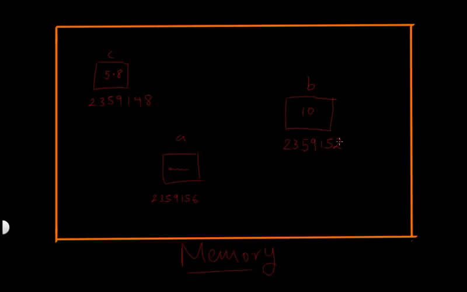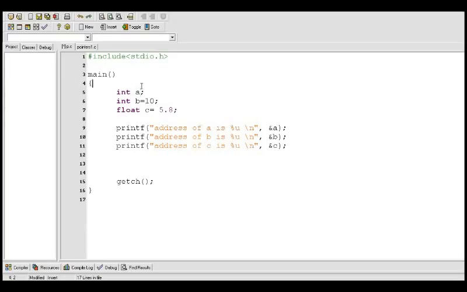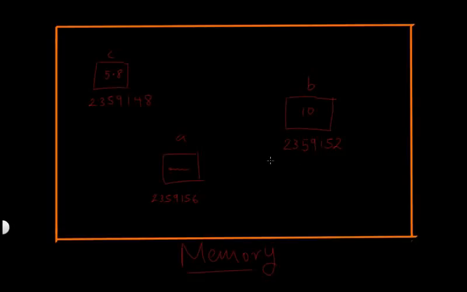Let's say this memory location is allocated to variable b and the address of b is this. This memory location is allocated to c and the address of c is this. This memory location contains a garbage value because a is not assigned any value. This memory location contains 10 and this memory location, which is c, contains 5.8. Data in memory is not actually stored in this manner. The value of c will not be stored like 5.8. It will be stored in binary form, as zeros and ones.